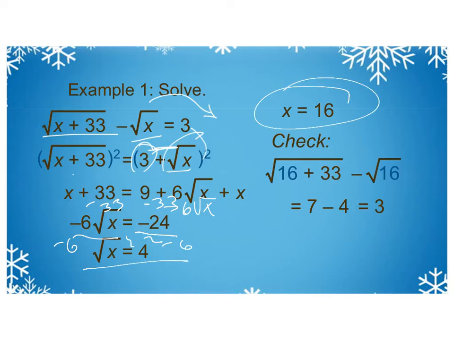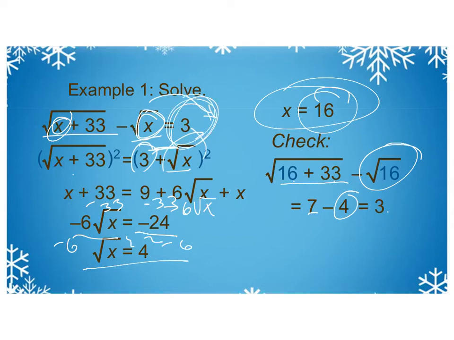I'm going to check that in the original equation. So I'm going to plug the 16 in for the x here. Root 16 plus 33 minus, and again, I'm going to substitute in the 16 there, minus the square root of 16. Well, 16 plus 33 is 49. Square root of 49 is 7. So I get 7. And then root 16 becomes 4. So 7 minus 4 is 3. And yes, that is exactly what my answer was. So I'm good. So that's a check. So that's my solution.